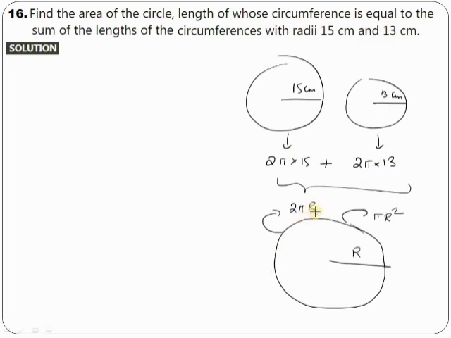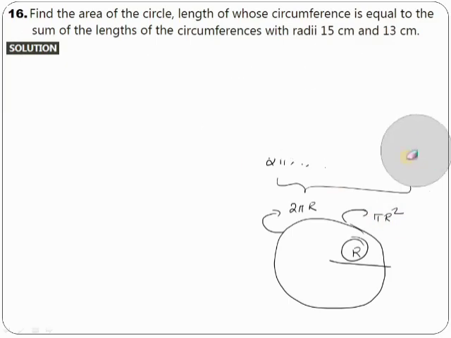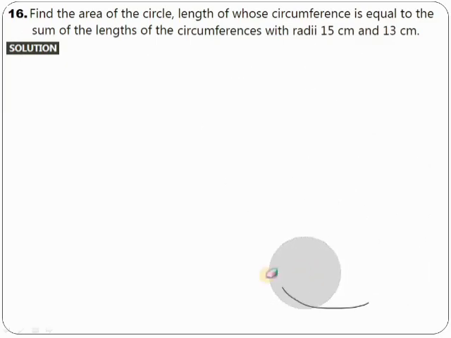So first and foremost, find the value of r, and after finding the value of r, we will find the area using this particular formula. I hope the concept is clear. So if the concept is clear, let's see the solution of this particular problem.